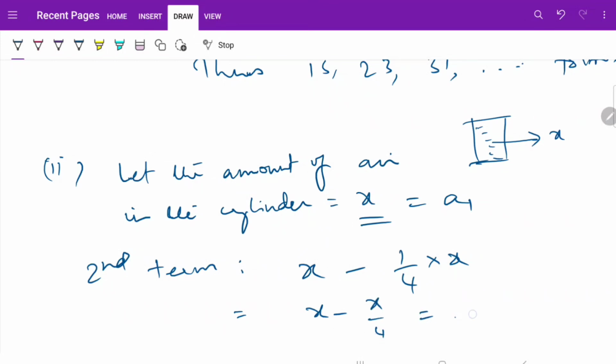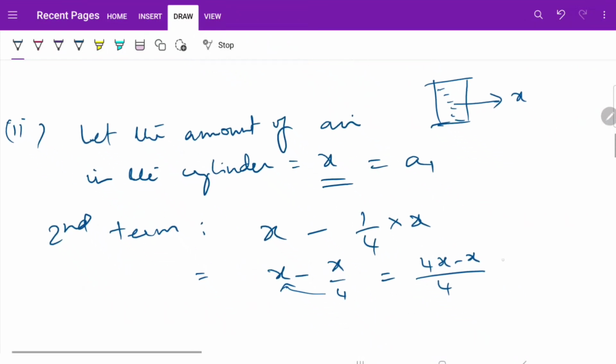If you take the LCM, we get 4. 4 into x is 4x minus x. So you have to multiply this 4 with this one, then minus this one. So we have here 3x by 4. This is the second term. After removing 1/4, we will get 3x by 4. So initially we are having full as x. Now we are having the second term, 3x by 4.